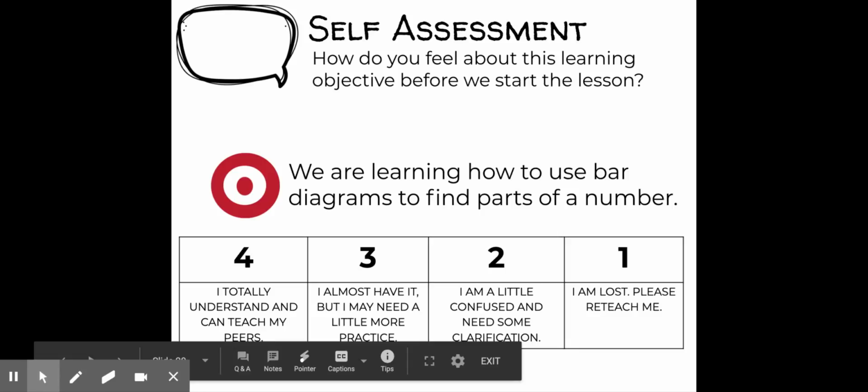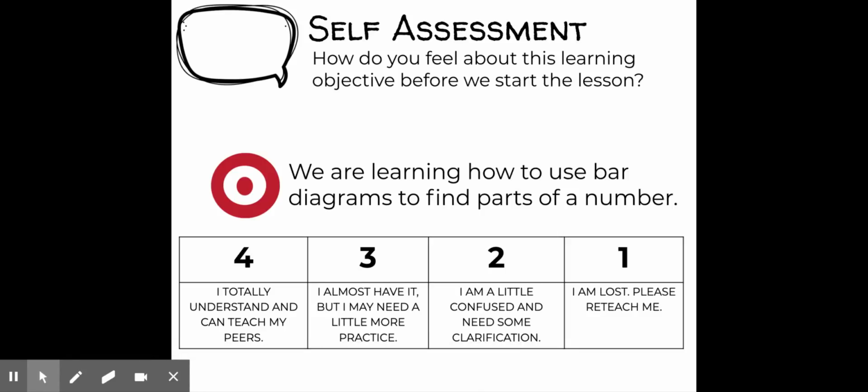I want you to think about your own learning right now, and let's use this self-assessment, a level of understanding, to see if you moved up a little bit. Where are you right now? And write that number down and see if you've increased.